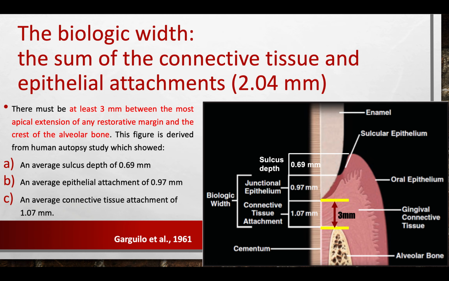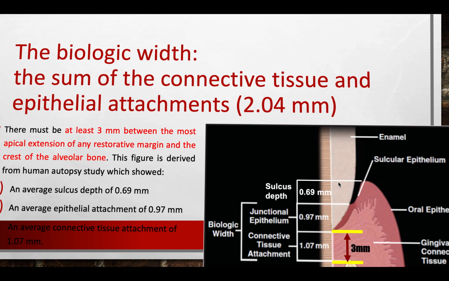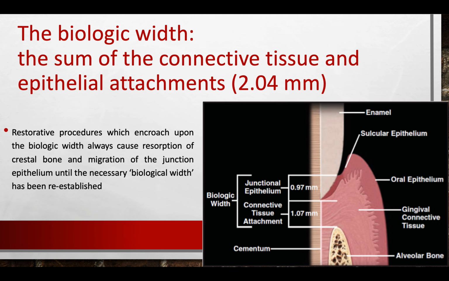They found that the average connective tissue attachment for a tooth is around 1.07 millimeters, the average epithelial attachment is around 0.97 millimeters, and the sulcus depth is around 0.69 millimeters. So in total, we should leave 3 millimeters between the crest of the alveolar bone and the margin of our restoration. What happens if you invade the biologic width?